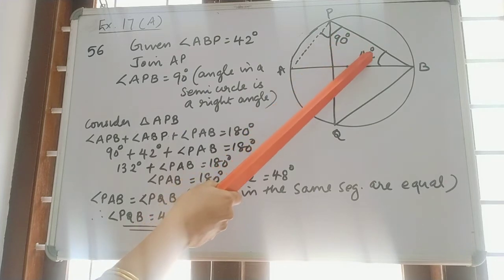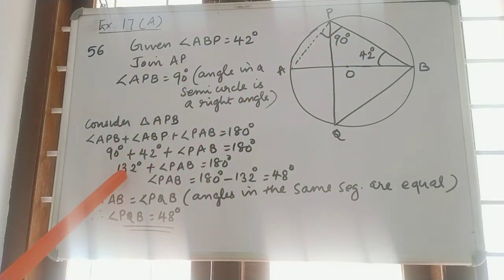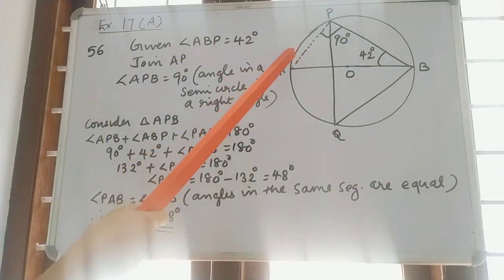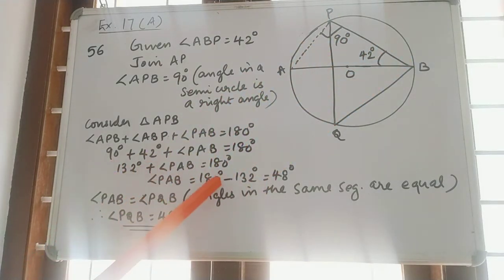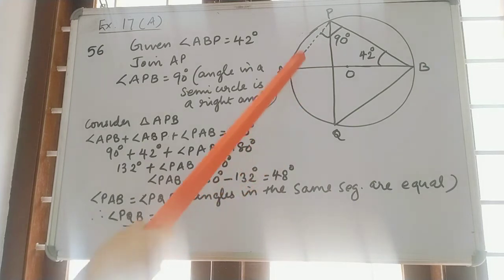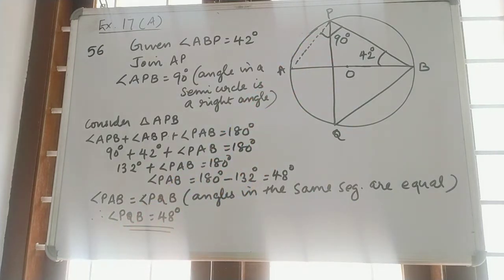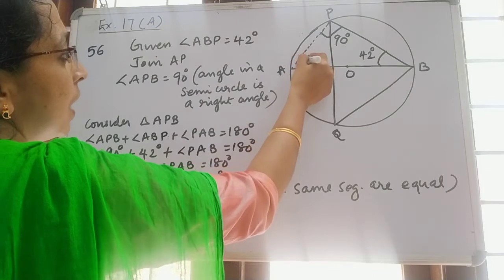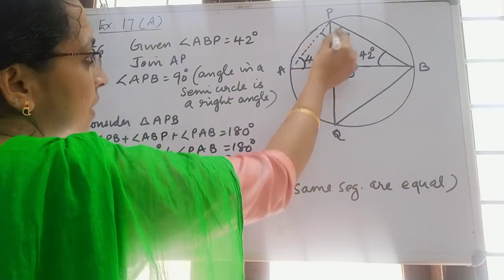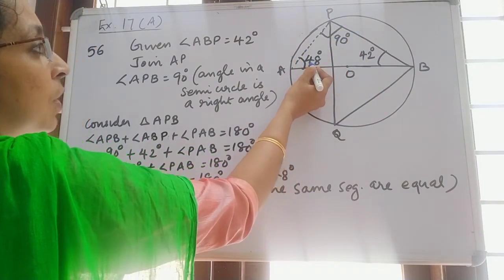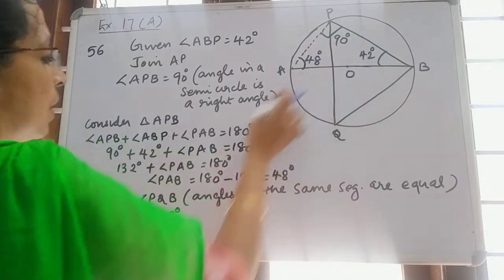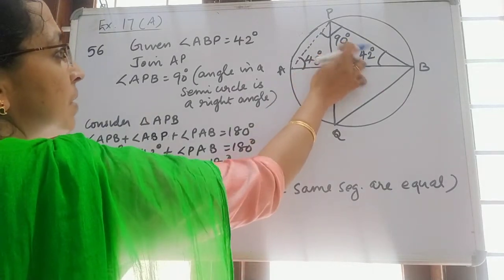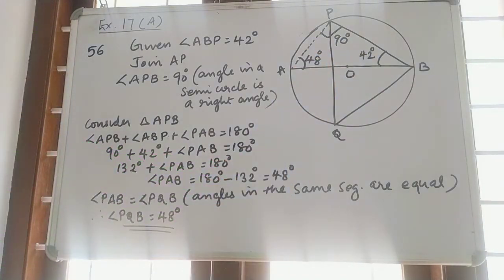What about 90 plus 42? It is 132. So, PAB will be 180 minus 132. 180 minus 132, that is equal to 48 degree. That is PAB will be 48. That is sum of angles of a triangle is 180 degree. So, this angle, if you want to find out, means 180 minus sum of these two angles. 90 plus 42 is 132. 180 minus 132 is 48. That is PAB is 48.